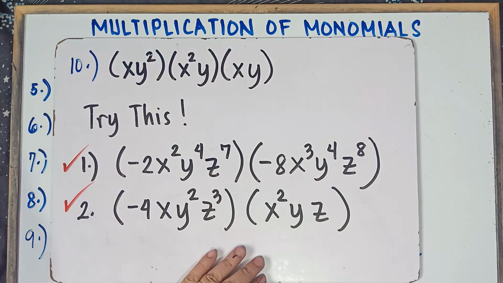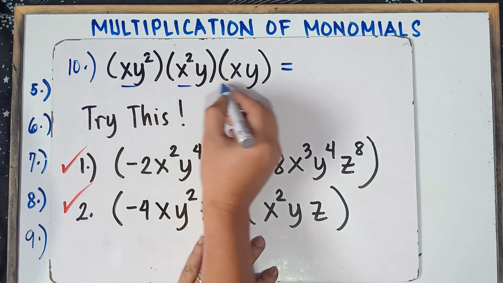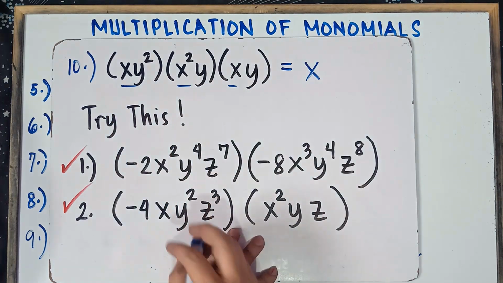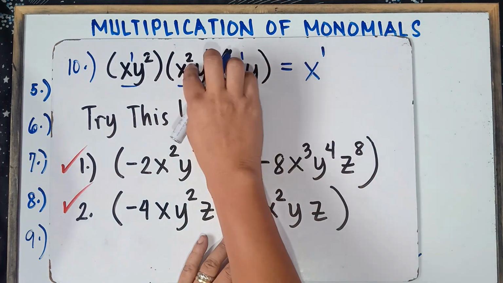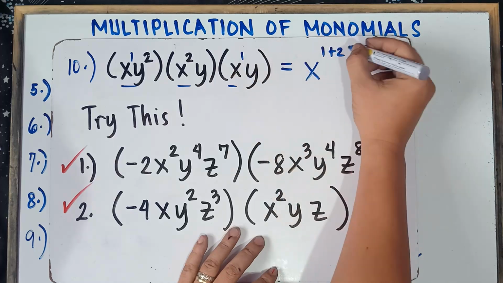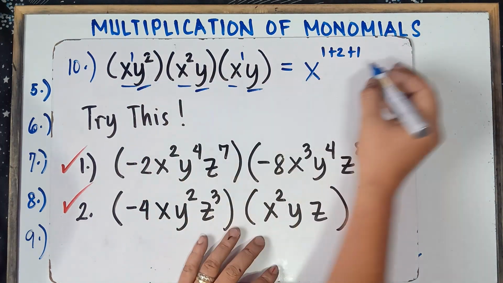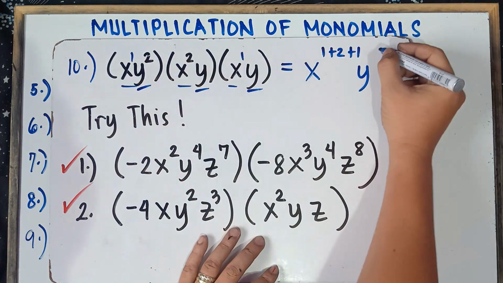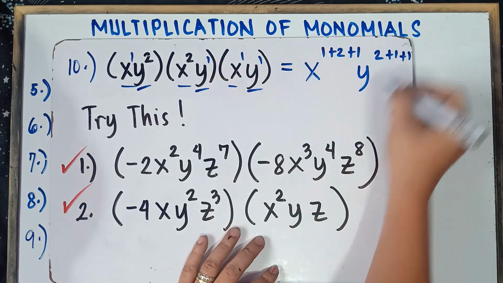Alright, so last example, class, example number 10. So same x, copy x, add the exponent. So this is 1, this is 1. So 1, this is 2, so plus 2, and then plus 1. And then for y, same y. So this one, copy y, add the exponent, we have 2. This is 1 plus 1, and then this is 1 plus 1.